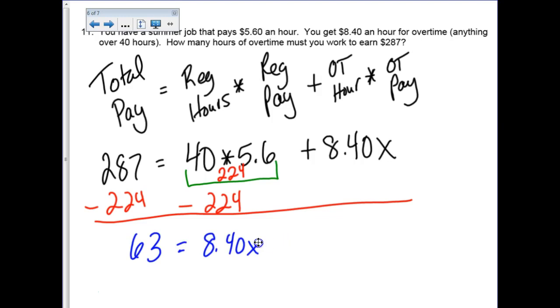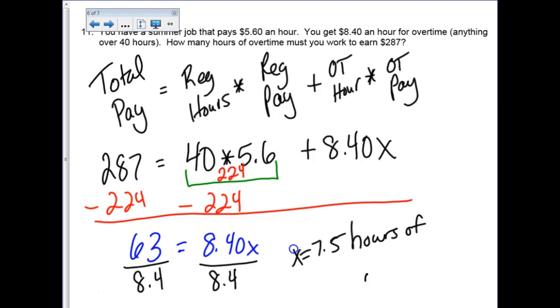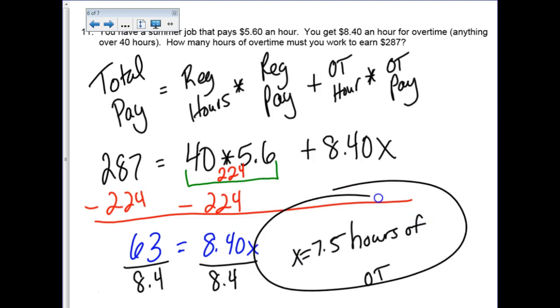So dividing both sides by 8.40. I get, as long as I typed right, 7.5. So she needs to work 7.5 hours of overtime. Dream big, girl. Dream big. Or you, I guess. I don't know.